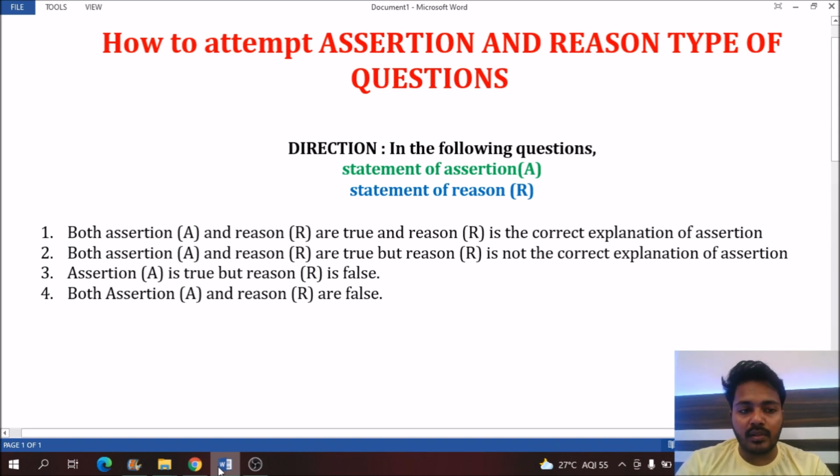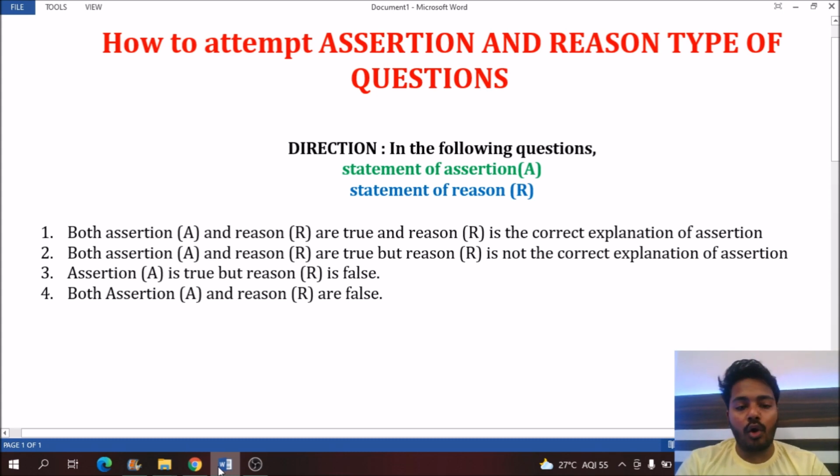According to the first option, both assertion and reason are true. When you read assertion and reason individually, you will find both are true individually, and the reason is the correct explanation of the assertion. In that situation, you will choose option A. Now in option B, assertion and reason are both true, but you will find the reason is not appropriate to the given statement. In that situation, the reason is not the correct explanation, so you will choose option B.